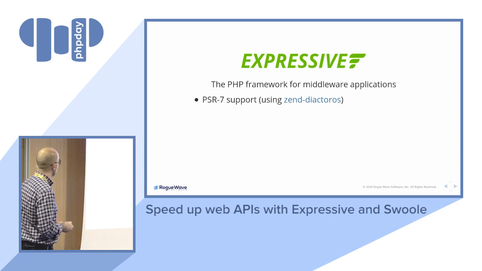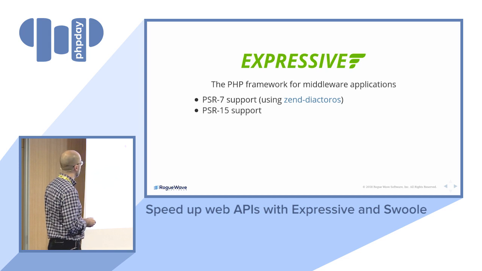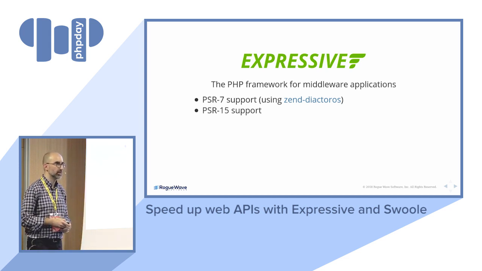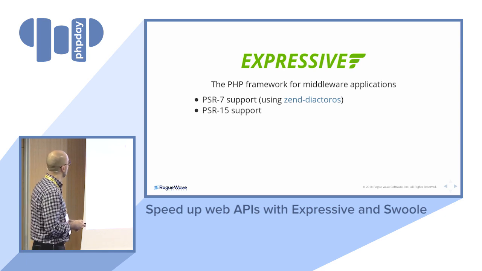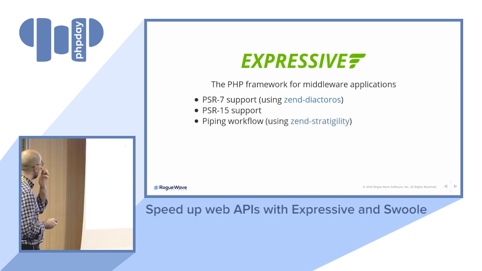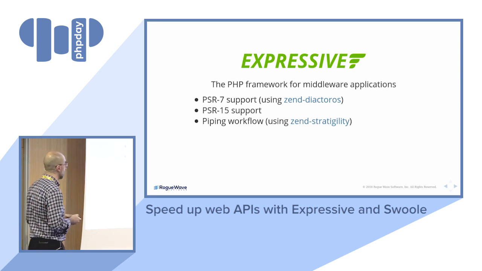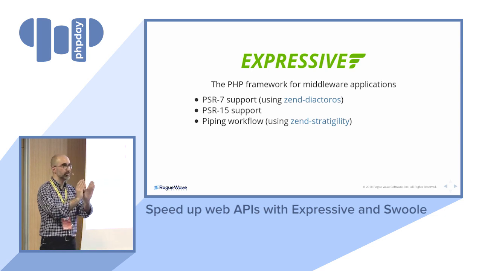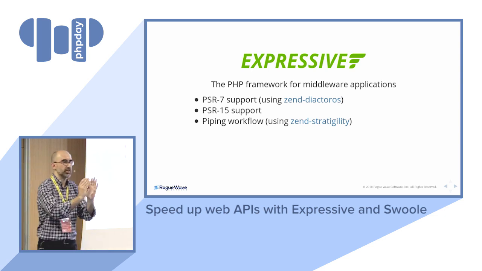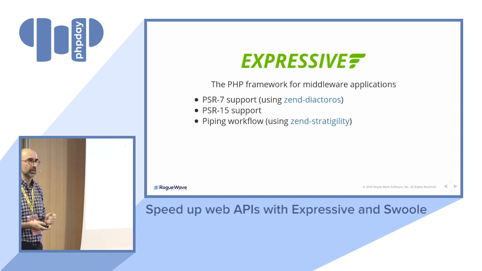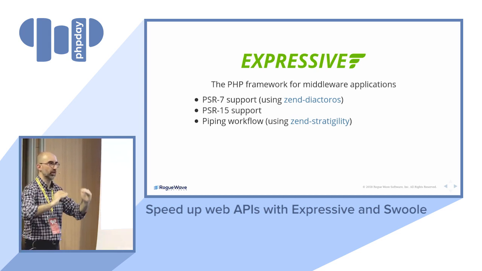And of course, we were one of the proposers of this standard, PSR 7, supporting HTTP messages. We also support PSR 15, that is a recent standard for middleware, and I will show you some examples. Expressive works using a piping workflow. That means basically you can pipe the execution of middleware as a chain. So the workflow is very simple. It's just top-down, basically. You will see an example where I have a configuration file that shows you the workflow of the application. So the middleware that needs to be executed in order, top-down.